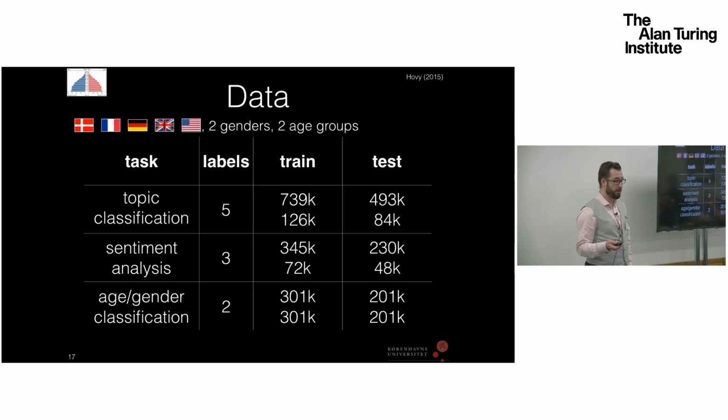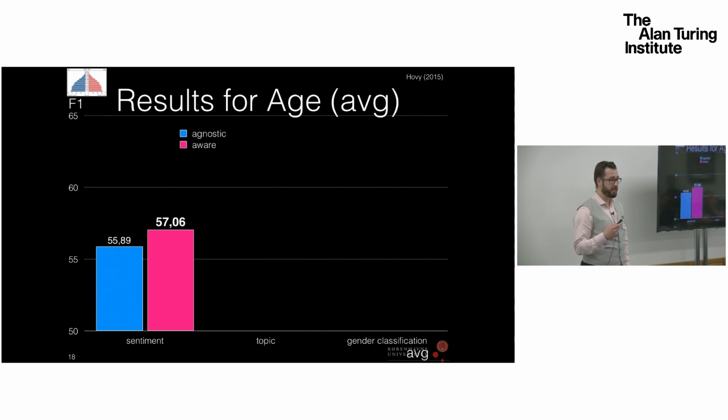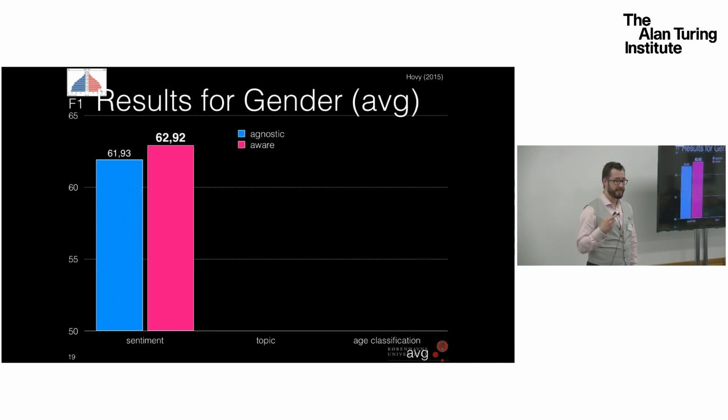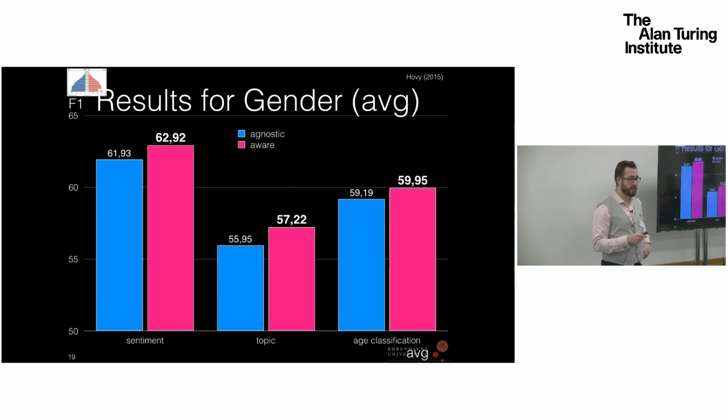But what we see throughout in the outcome is that if we have a model that has access to age information, it does better on all 3 tasks: sentiment analysis, topic prediction, and gender classification. The same holds if we have a model that has access to gender information, and again, this is only through the embeddings being trained on that specific subcorpus. Again, we see statistically significant, oftentimes better performance across all the 5 language varieties. This is averaged over all 5 languages.